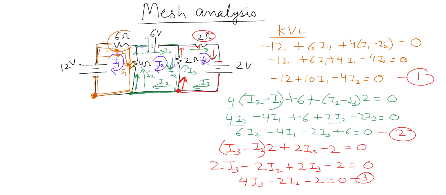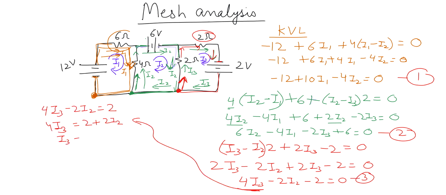What I will be doing is using the substitution method. I will solve equation 3 for I3, so I'm rearranging equation 3 here. 4I3 minus 2I2 equal to 2. So from here, 4I3 is equal to 2 plus 2I2, and I3 is equal to 2 plus 2I2 divided by 4. So I have found the value of I3 in terms of I2.